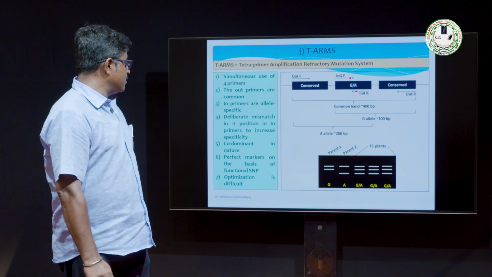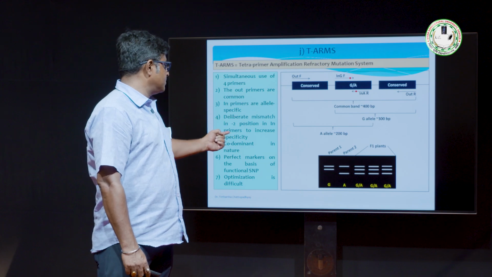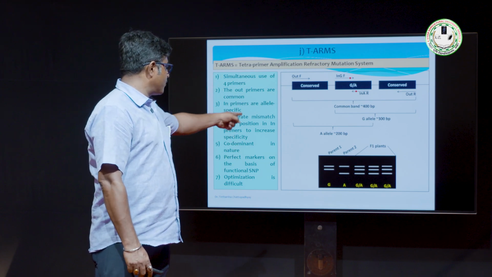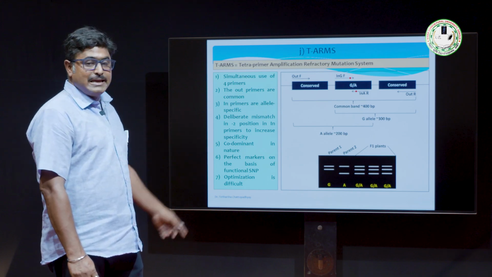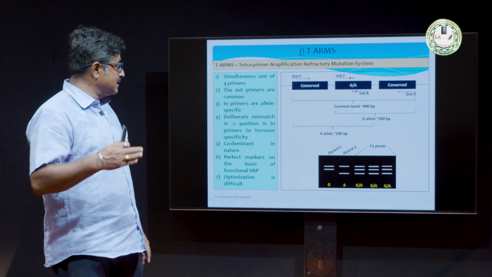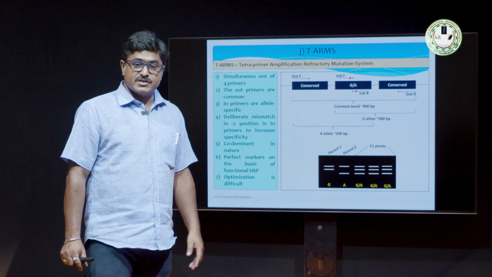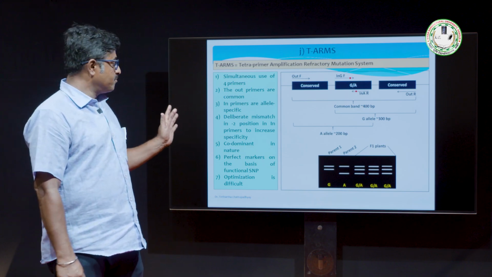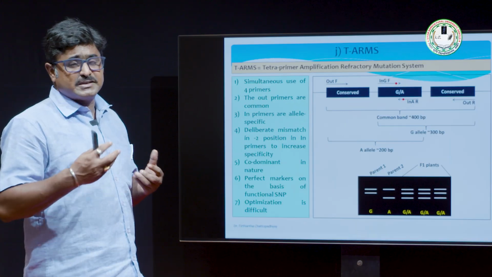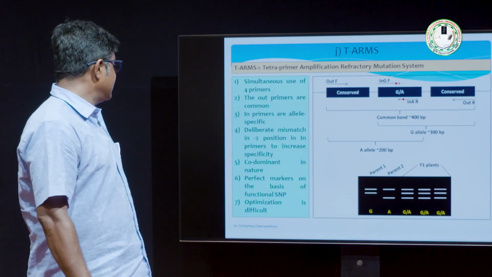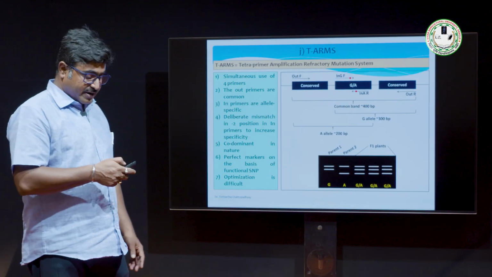So in one parental line you have a 400 plus 300 banding pattern, and in the second you will have a 400 plus 200 banding pattern. Only by looking at the banding pattern you can say whether the G allele or the A allele is present. So you are detecting the SNP in a gel based manner, and in case of F1 plants, all 3 bands will be visible. This technique, as simple as it looks, is a cumbersome one. Several optimizations, such as primer concentrations, are needed to have this kind of clean picture, right? So it's a perfect marker based on functional SNP, but the optimization part is difficult.